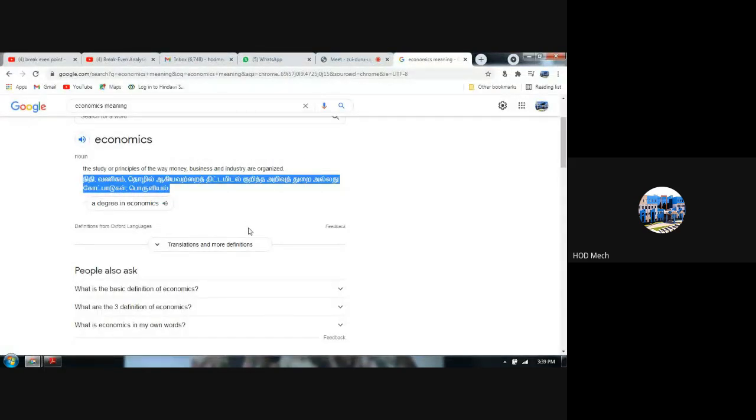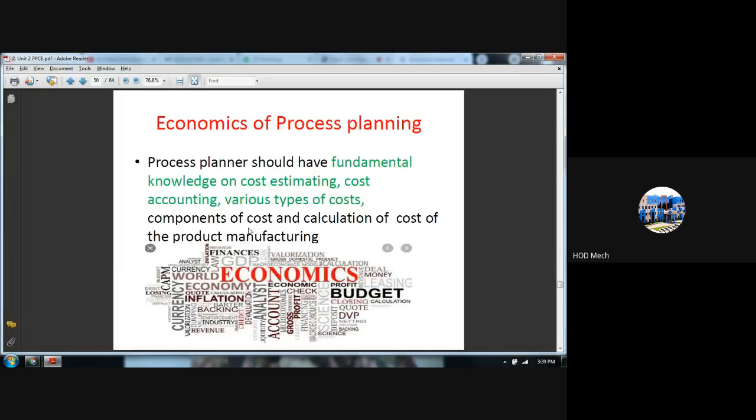Combining together the effect of money, business and industry. How you run. So what do we call money in Tamil? Finance, right? The revenue, the amount spent, and your business. How you are going to interrelate the money, your business and plan in an effective manner. That is known as economics.